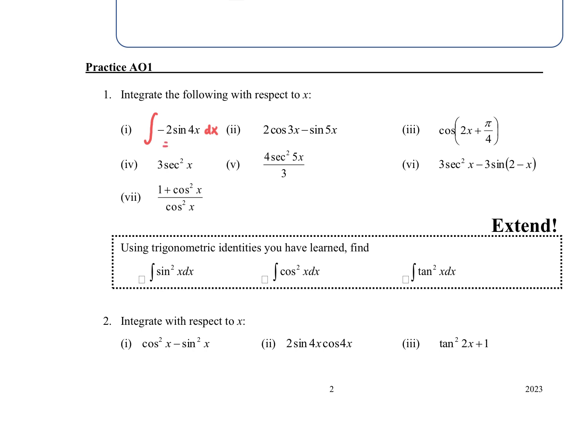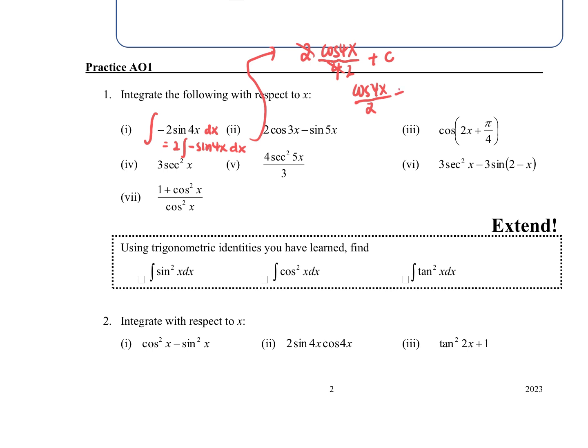I got 7. Take out the 2 first. Then what do you get? What is the integration of sine? Negative cosine. So you just get 2 cosine 4x, then divide by 4 plus c. So your answer will become.